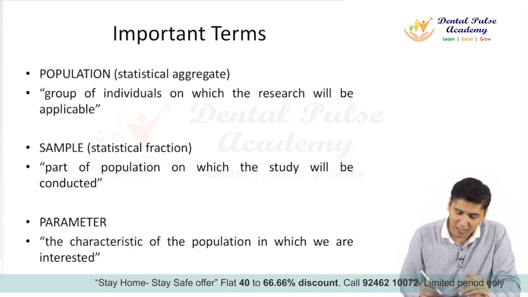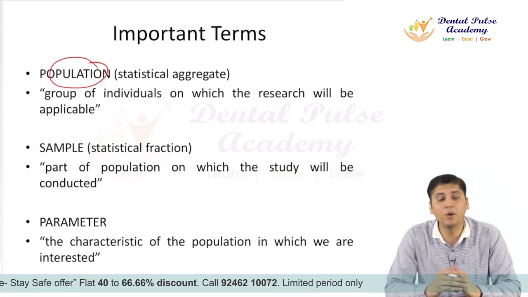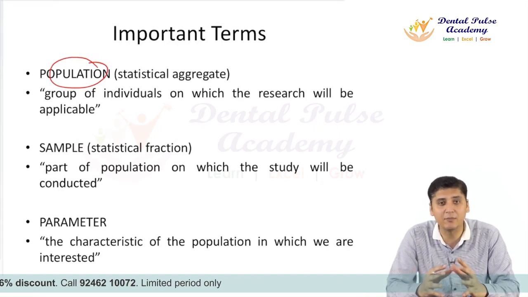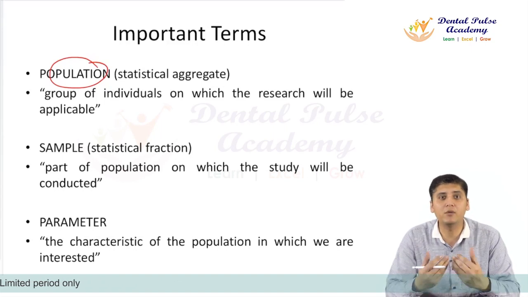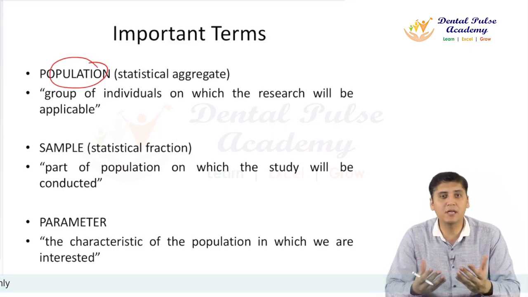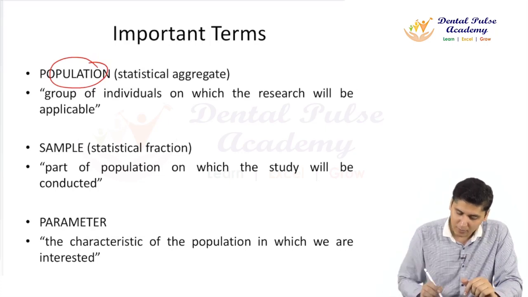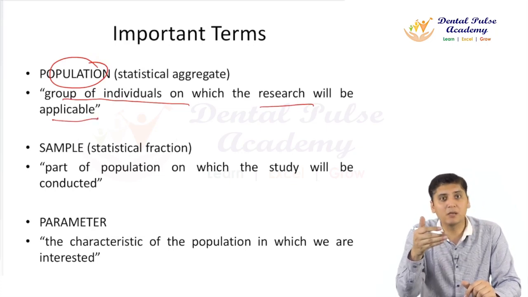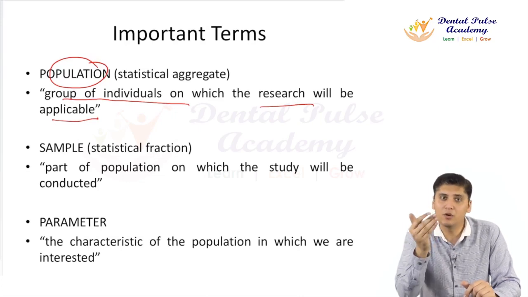The first terminology that we need to know is population. What is a population? Population is actually the statistical aggregate. That means the total number of people that we need to focus upon. Any research that we do, we will be applying the outcome of that research to the population. So by definition, it is a group of individuals to whom the research will be applicable. The research you're going to do may be on a smaller number, but its outcome will be applicable to the entire population.